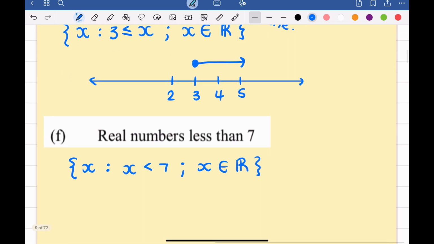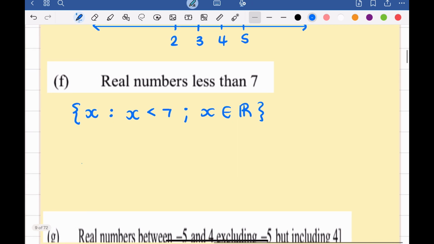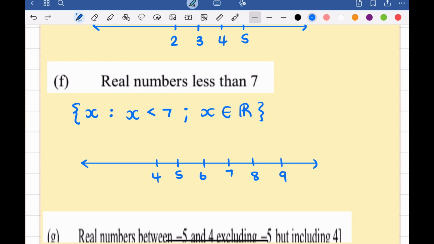Okay, and then we've got real numbers less than 7. So we've got our number line here again. Here we've got 7, 6, 5, 4, going up a bit, 8, 9. And because we're working with real numbers, we're going to use a line. But 7 is excluded, so here is where our open circle comes in.